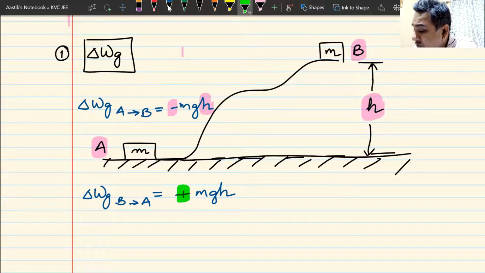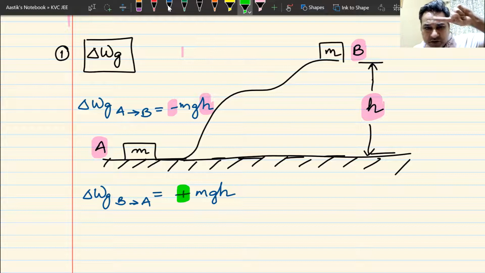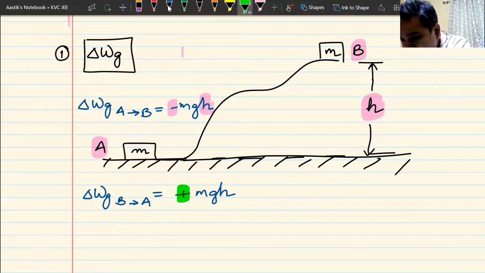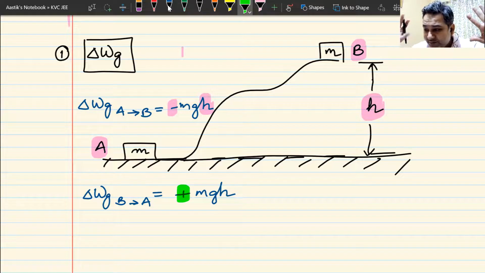So basically, you have to just think about two things. What is the difference in height? And whether it is moving up or it is moving down. These are the two things that you must remember, and you should be able to find out the work done by gravity. Am I clear with this? Can I have some raise hand that we understand this? Okay.